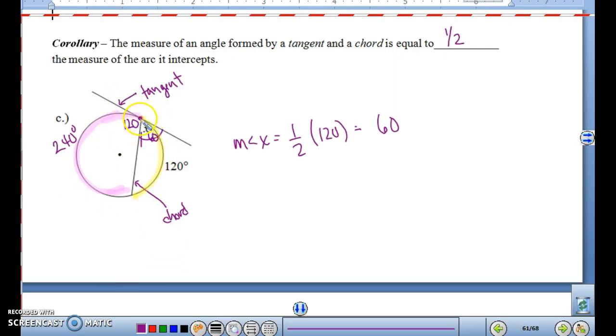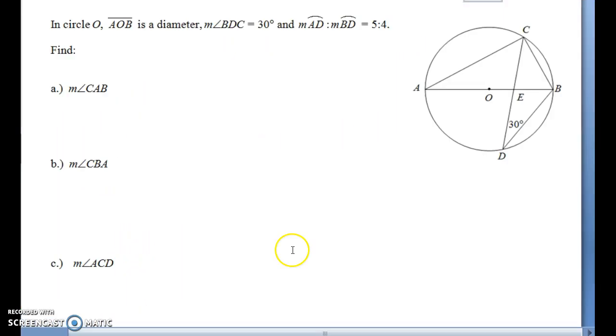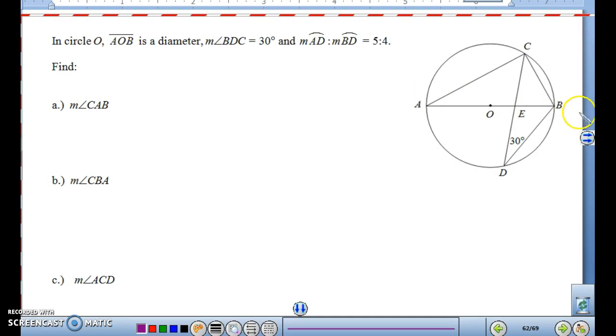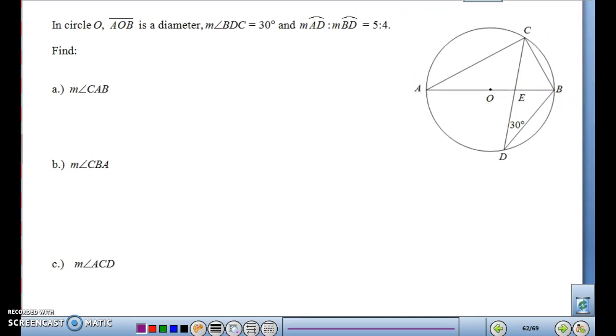Be very careful with the tangent and the chord, because you have to see where the ends of the chord are when you do that. All right, let's do a little application now that we have our theorems. In circle O, AOB is a diameter, goes through the center of the circle. The measure of angle BDC is 30, so that's this angle right here, BDC. And the measure of arc AD to BD is 5 to 4.